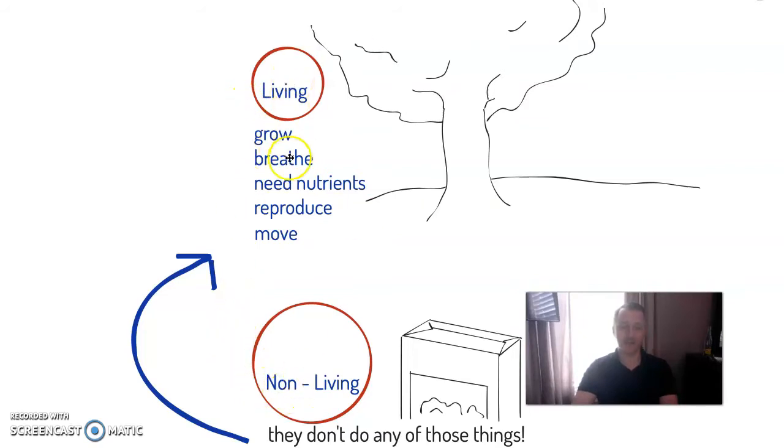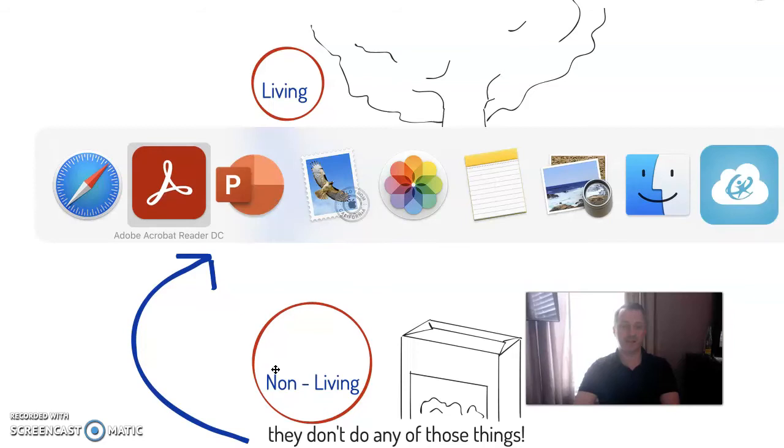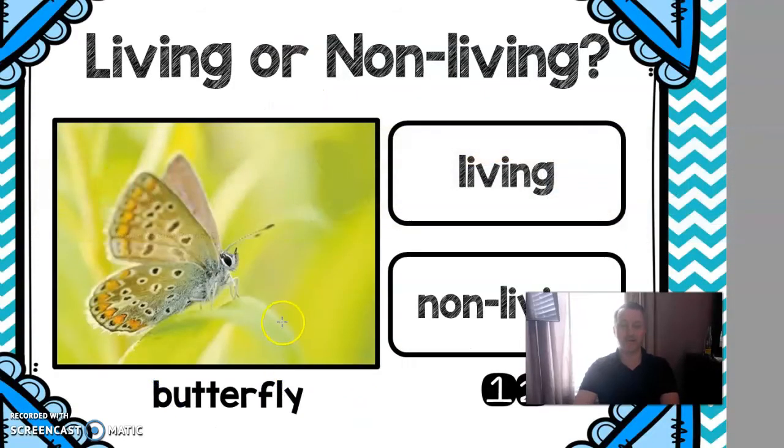First of all, living things grow, breathe, need nutrients like food and water, reproduce, and move. And we see a picture of a tree right here. This tree is living. And non-living things, like this box, well, they don't do any of these things. So now let's take a look at some items and let's decide whether they're living or non-living.